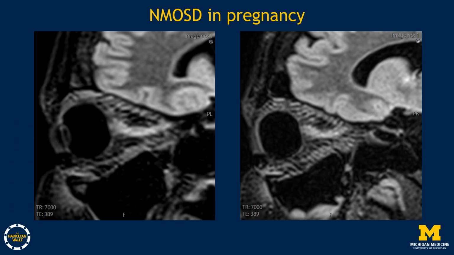This was an example of NMO in pregnancy. We couldn't give gadolinium, so we had to rely on the T2 hyperintensity on these fat-saturated images showing the hyperintensity of the optic nerves in comparison to the normal white matter signal.